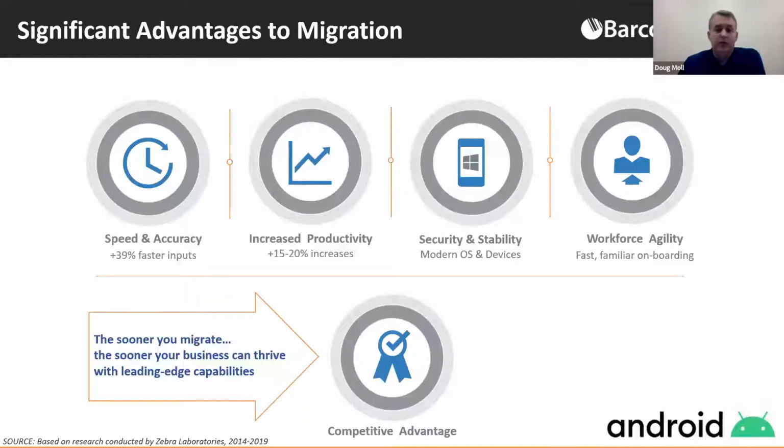Workforce agility. This is a big one. Getting workers up to speed as quickly as possible is very important. Worker onboarding is a big issue in today's labor market. In the warehouse, the current average onboarding time for a new worker is close to 4 weeks, and this can be drastically reduced with modern hardware and software. Ultimately, the sooner you migrate, the sooner you can start taking advantage of some of these benefits. Next slide.